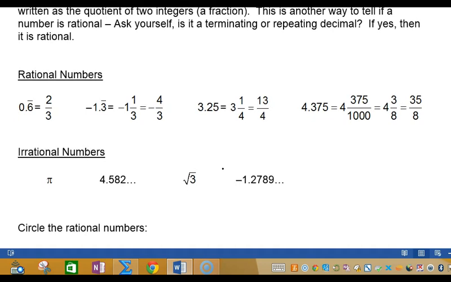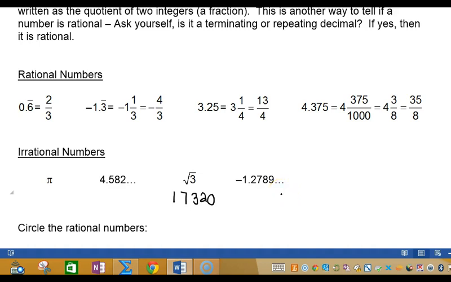Remember from the first page of our notes, irrational numbers are numbers that go on forever and ever and ever. They cannot be written as a fraction. So examples of that would be pi. Anytime you see the ... that means it goes on forever. The square root of 3, if you were to type that into your calculator, you would get 1.7320, and it goes on and on and on. So that would be an irrational number. And then here's another example of a decimal with the ... showing that it never ends. So those will always be irrational numbers.